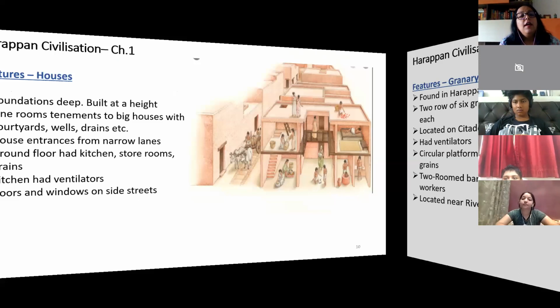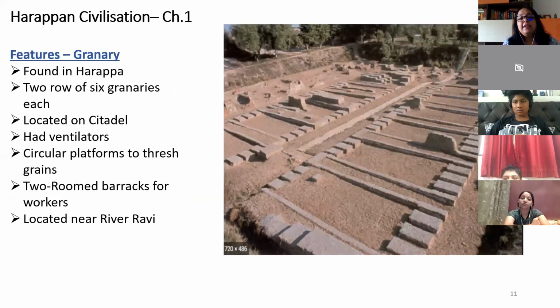Next, granary. Granary means big rooms in which grain is stored. Now it was found in Harappa. First time the ruins of a granary was found in Harappa. You can see these are the ruins of the granary. So they found 6 granaries in 2 rows. So 1, 2, 3, 4, 5, 6. Similarly, 1, 2, 3, 4, 5, and 6. Did you understand? So 6 granaries on 1 row.